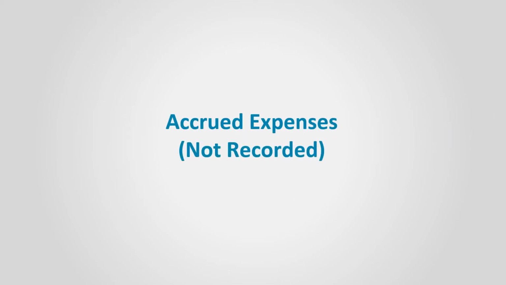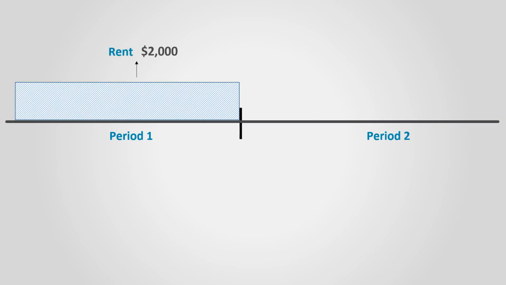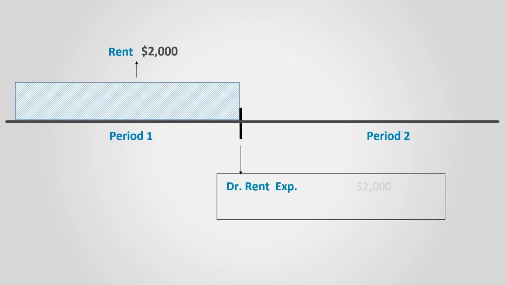Accrued expenses not recorded. If the business didn't pay an expense such as December's rent, at the end of the period the business needs to prepare an adjusting entry to recognize the rent expense, as the business used the rented space to generate revenue. An entry is recorded at the end of December to debit rent expense for $2,000 and credit a liability account, rent payable, as the business owes this money to the landlord.